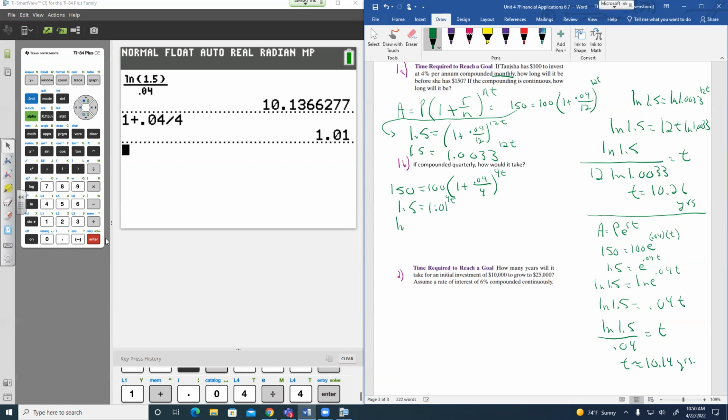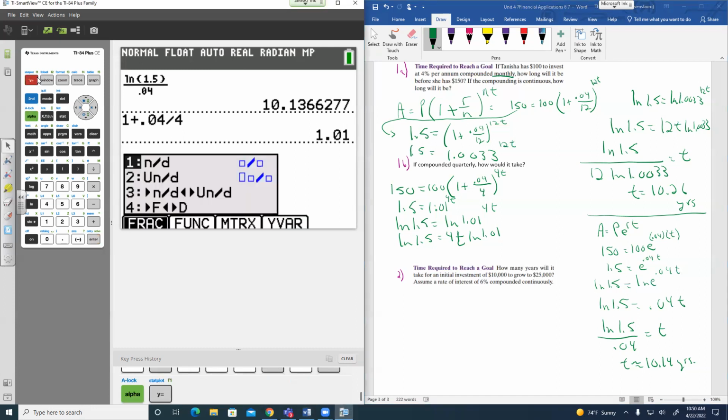So if I take the natural log of each side, natural log of 1.5 equals the natural log of 1.01 to the 4t. This will enable me to bring the 4t down out of the exponent. So this becomes the natural log of 1.5 equals 4t times the natural log of 1.01. So now if I divide both sides by the 4 and the natural log of 1.01, that should give me the time. So I'm going to just do that on my calculator.